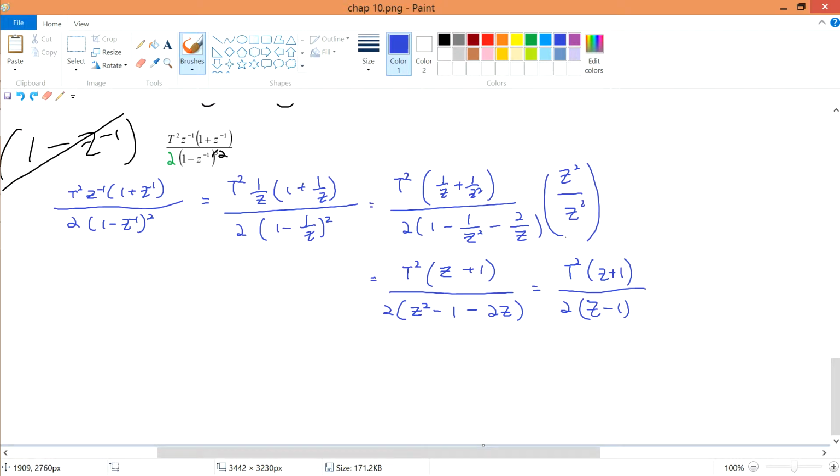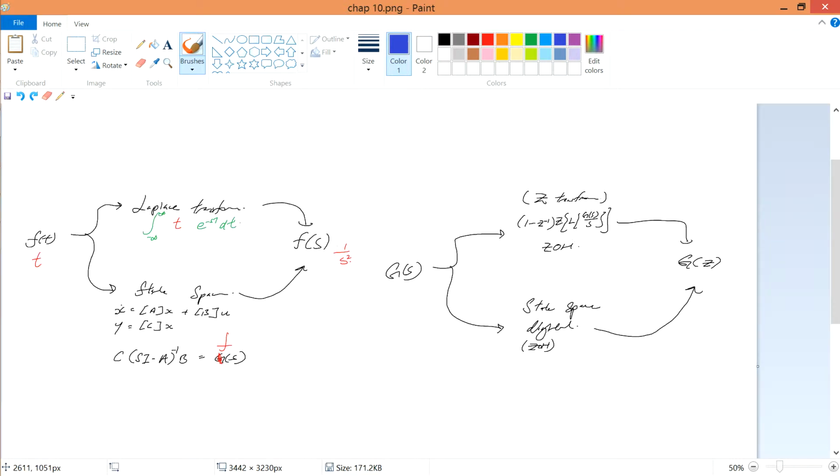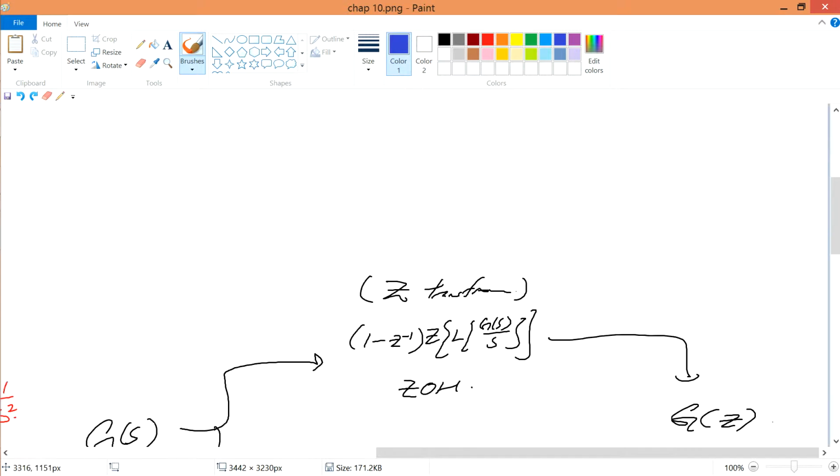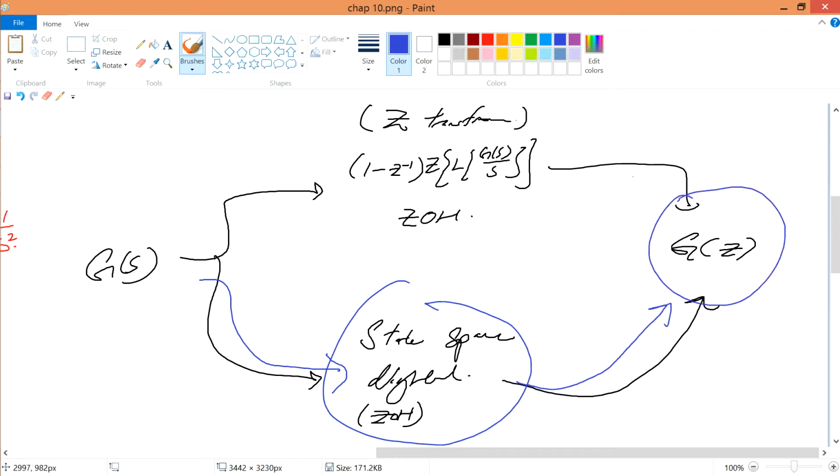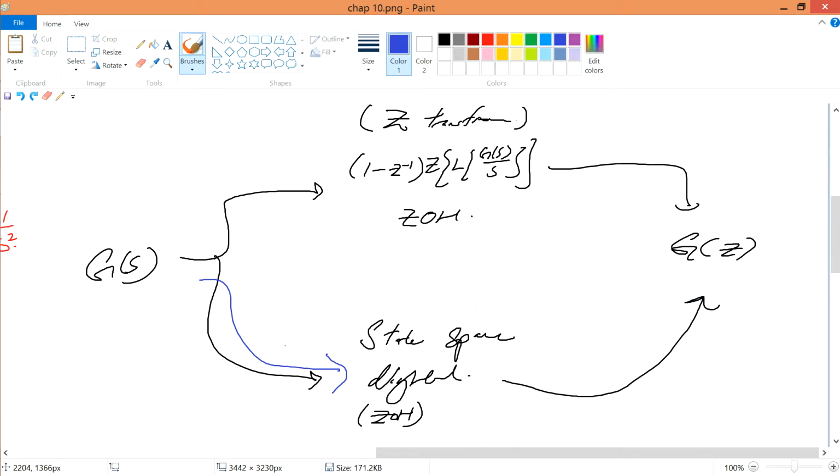And therefore this has also proved to you that while using the state space, you can also derive the same digital transfer function as when you z-transform it. So we have exactly the same answer. This proves that our state space is a good method to also represent our transfer function.